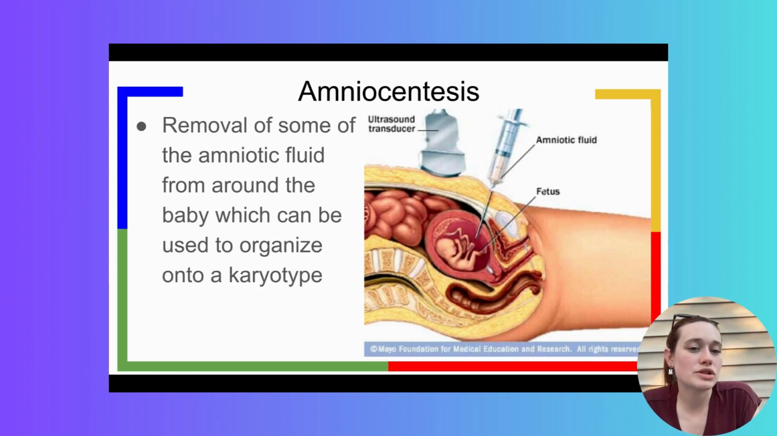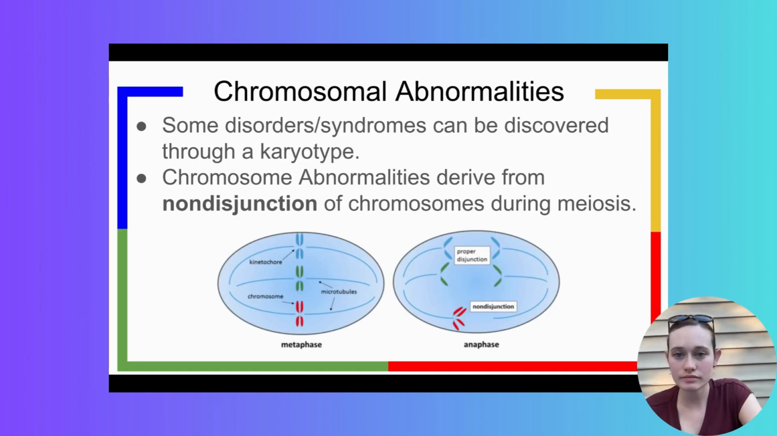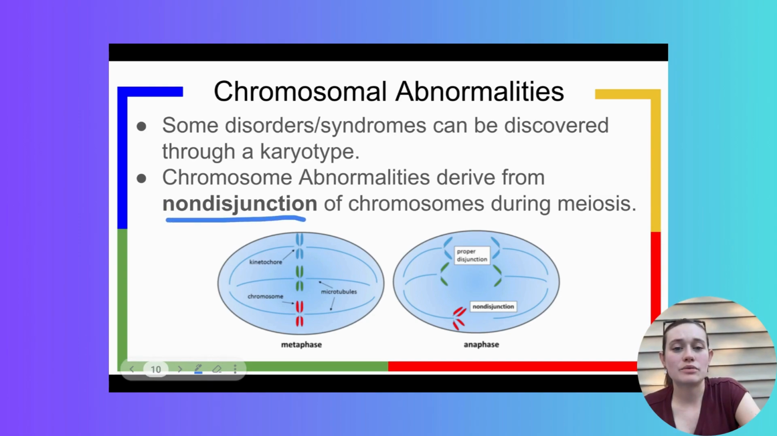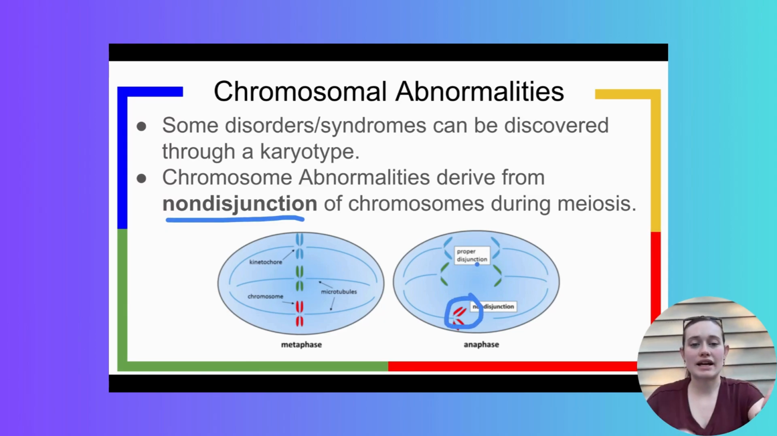Usually, if someone is a little bit older and they are having children, there is a higher chance for a chromosomal abnormality to occur, like Down syndrome. Chromosomal abnormalities result in certain types of syndromes or disorders, and these can be discovered through a karyotype. Chromosomal abnormalities usually derive from something called non-disjunction. Non-disjunction is when chromosomes fail to separate when the cells divide, which ends up with too many chromosomes in a cell or not enough.